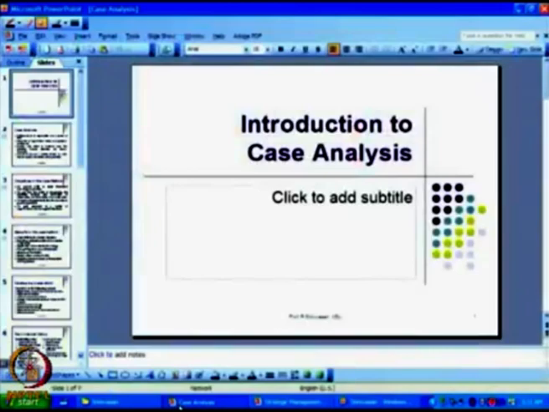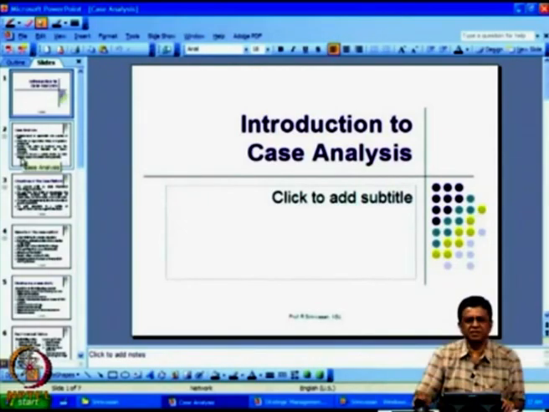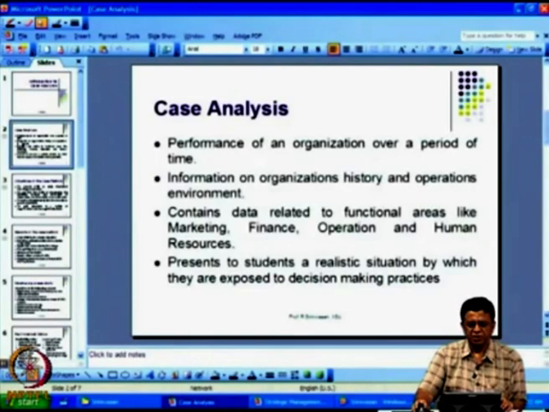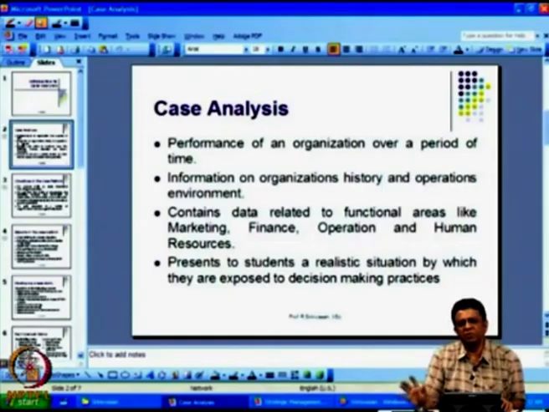So, what is this case analysis? Let us look at this case analysis. I am giving you a very small brief introduction to case analysis, not the total thing, but it can help you in how you should go about case analysis. What does case analysis mean? What do we understand by this term case analysis? Case analysis refers to analyzing the performance of an organization over a period of time.